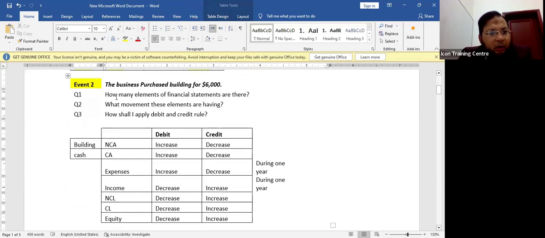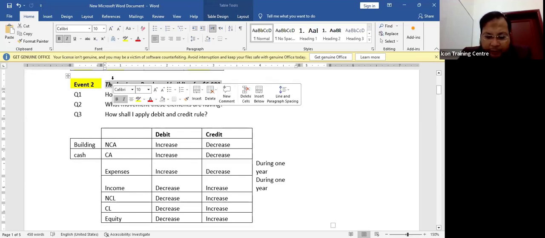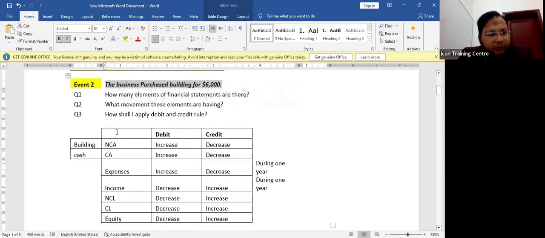Now, the first question, how many elements of the financial statements are there? Just do the component analysis. The business is purchasing building for 6,000. So you are purchasing building, which is again an asset, right? This is what we have already learned, the definition of an asset. I can show you so that we can also revise it again. This is what we have discussed in the beginning of the lesson, right?